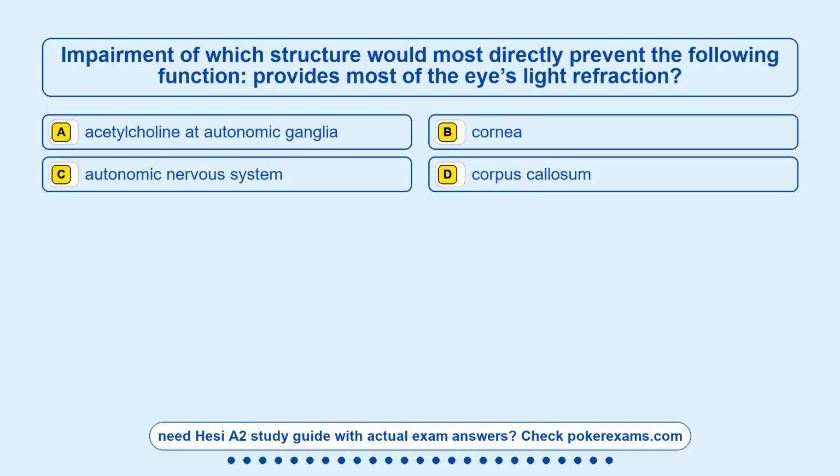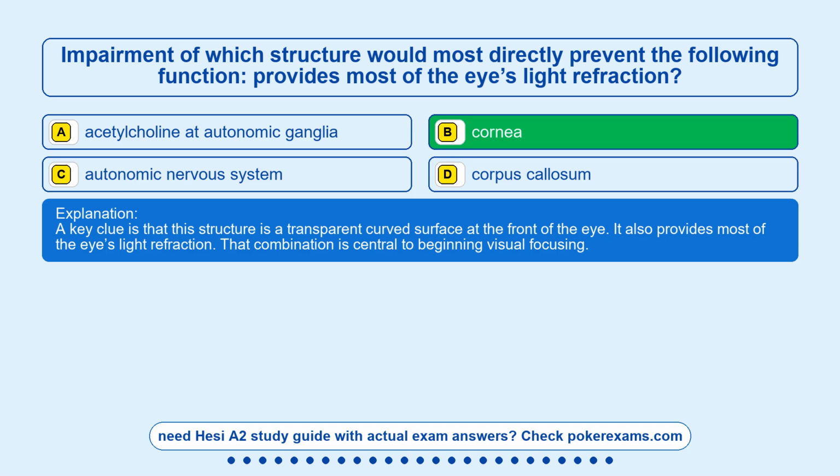Question 5. Impairment of which structure would most directly prevent the following function? Provides most of the eye's light refraction. Option A, the acetylcholine at autonomic ganglia. Option B, cornea. Option C, autonomic nervous system. Option D, corpus callosum. The correct answer is option B, cornea.